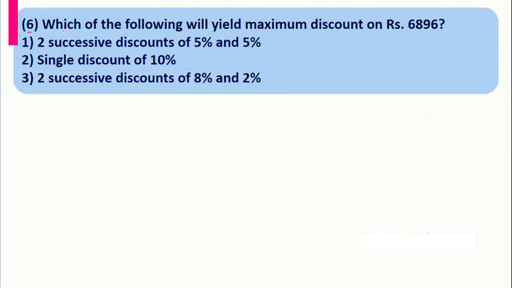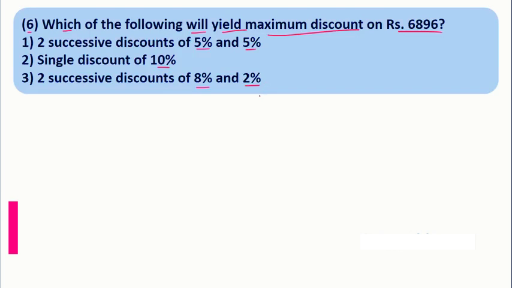Question number 6. Which of the following will yield maximum discount on rupees 6896? First is two successive discounts of 5% and 5%. Second is single discount of 10%. Third is two successive discounts of 8% and 2%.